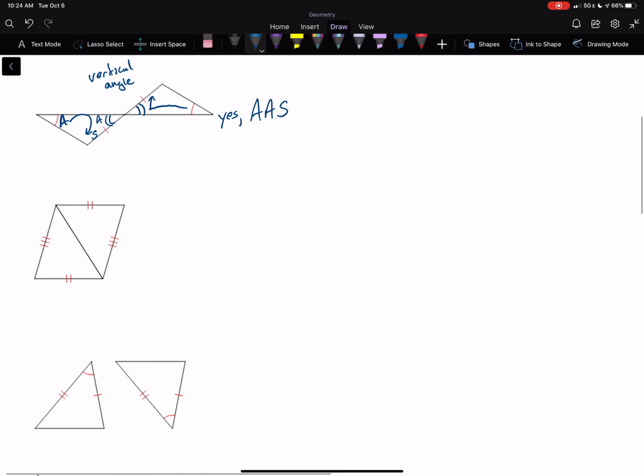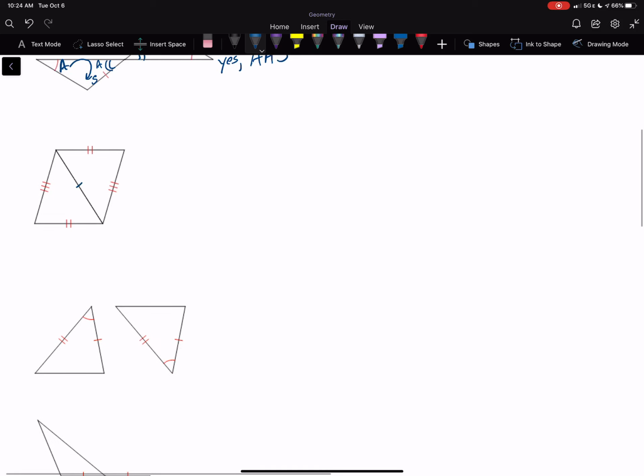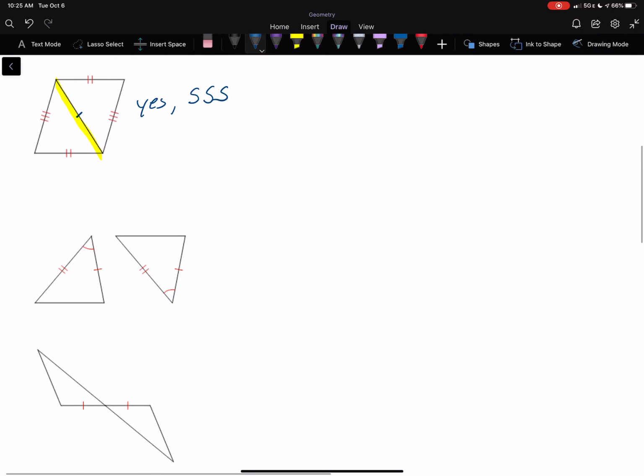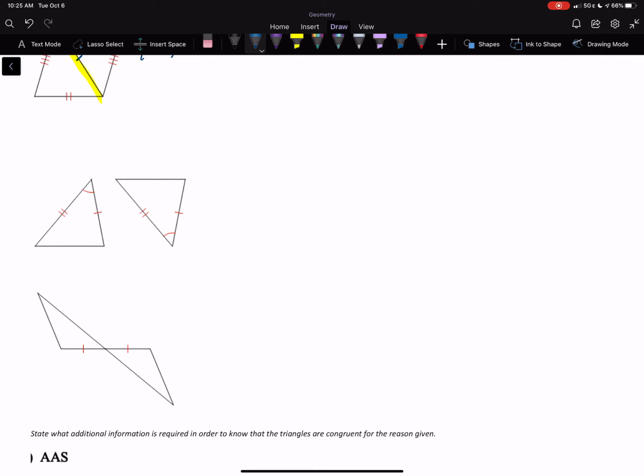All right, this one here has 2 sides marked, but this shared side here, you can see right here, that one is also the same. So you would have yes due to side, side, side on this one because all 3 sides are the same. And then the last yes is going to be this one, which is side, angle, side. So this would be yes, side, angle, side.